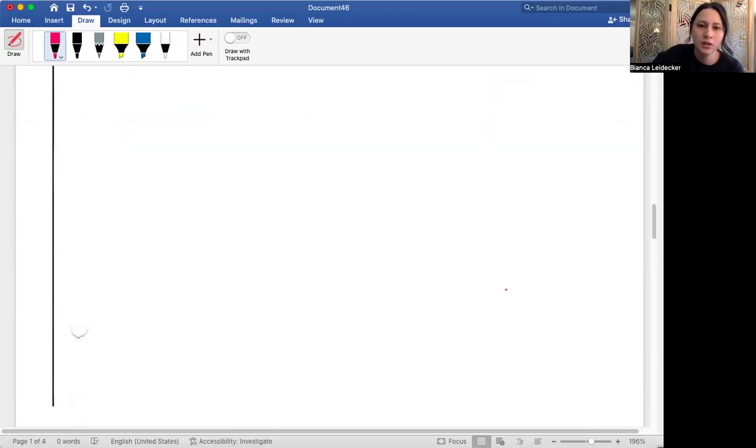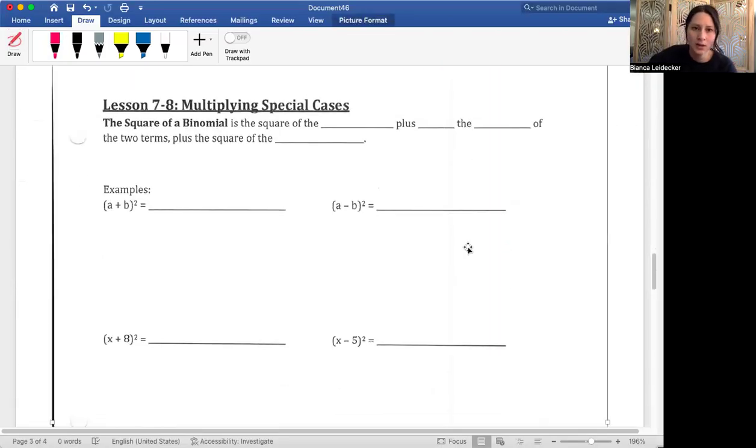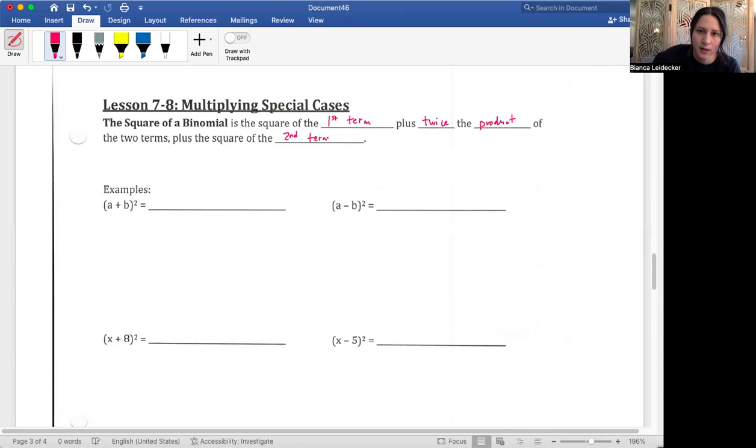So moving on to Lesson 8, multiplying special cases. The square of a binomial is the square of the first term plus twice the product of the two terms plus the square of the second term. Okay, so what is this even talking about? Let's put this into practice.